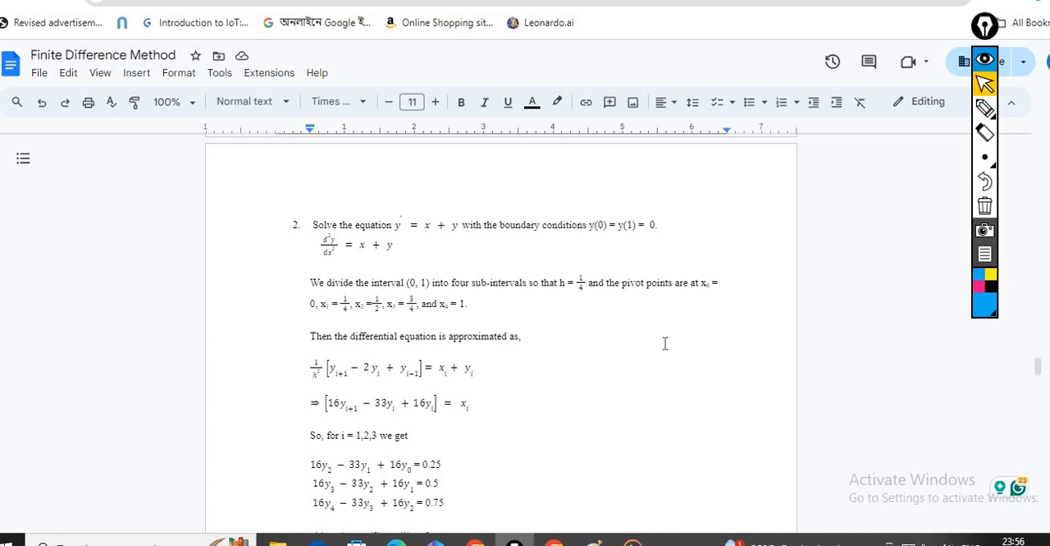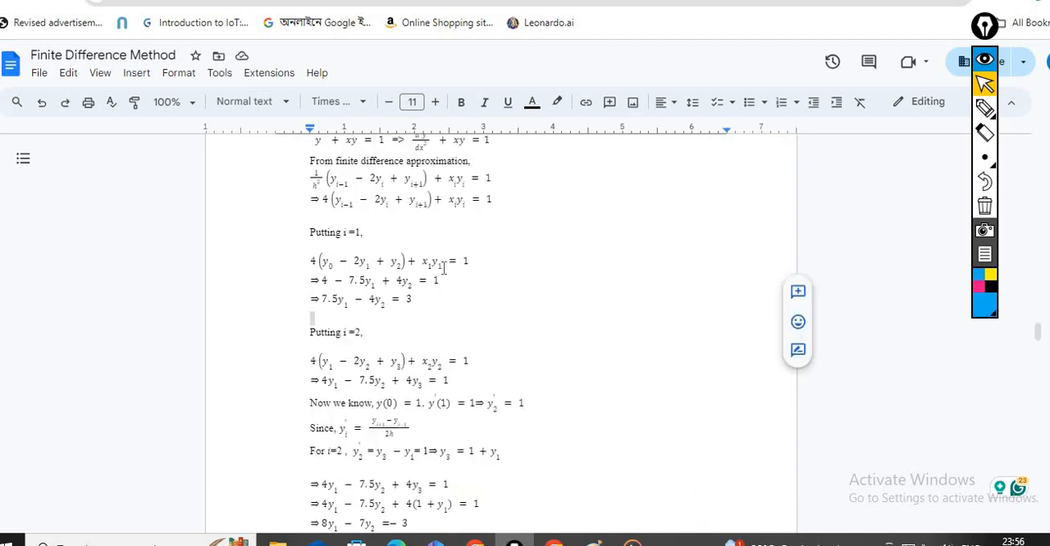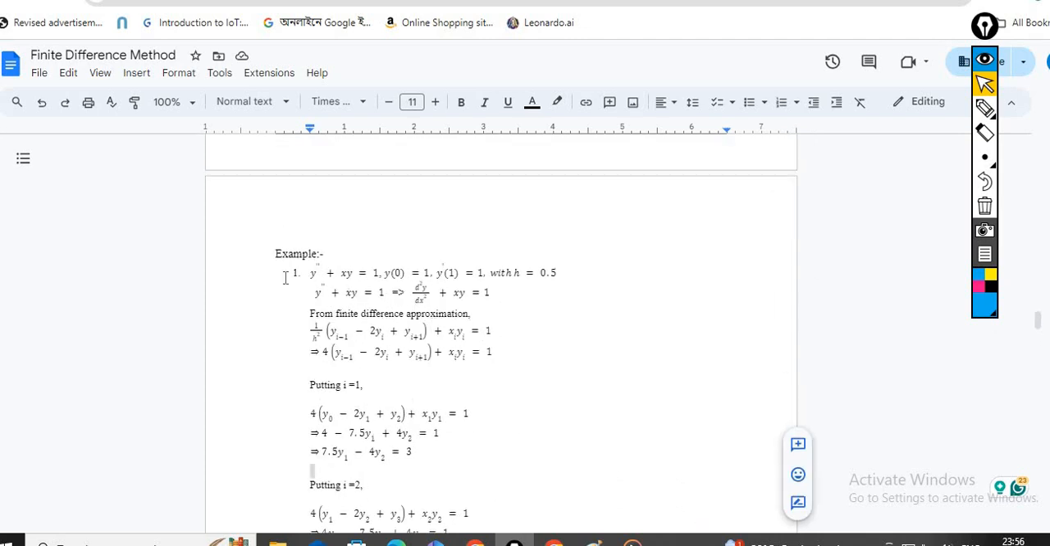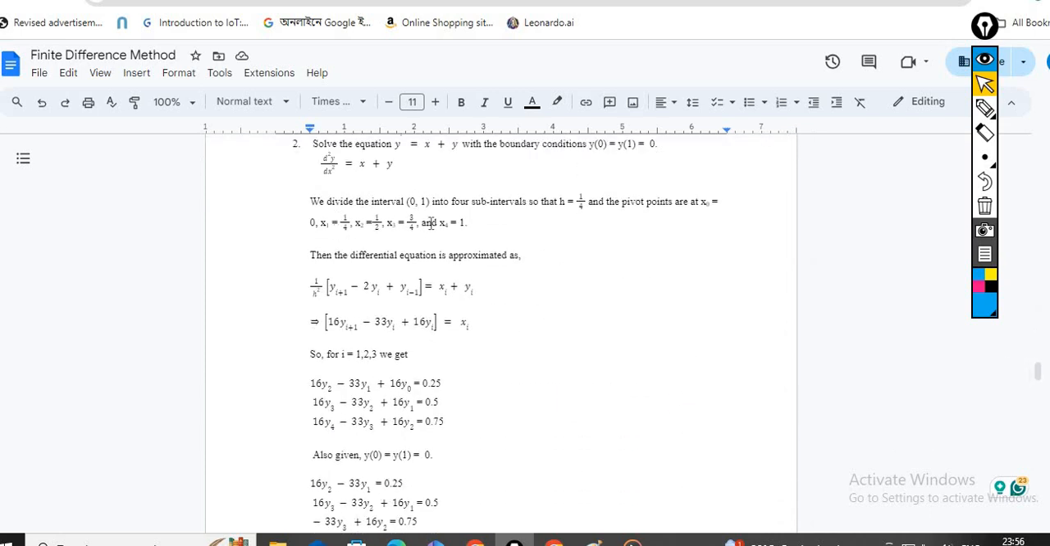Same type of problem. Okay, so you have a second order derivative equal to x plus y. In the earlier case this was x into y plus 1. Now you have the second order derivative equal to x plus y. Same type of problem.